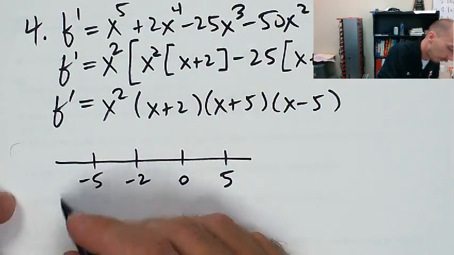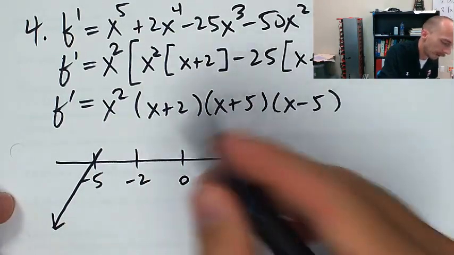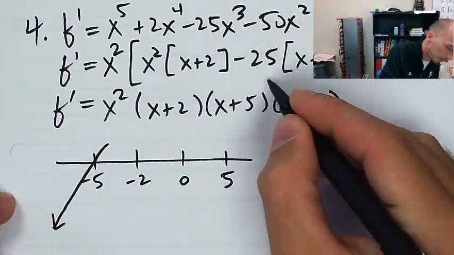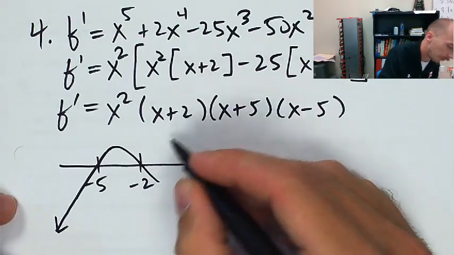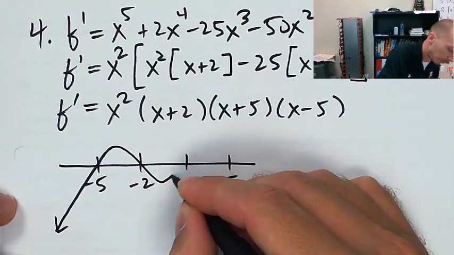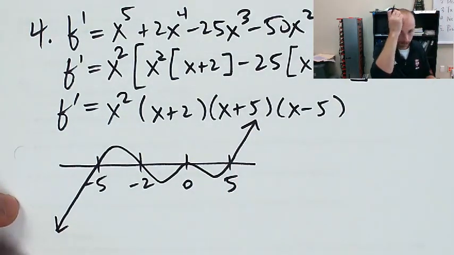So I'm going to start from below. I'm going to pass through confidently at negative 5, because there's only one power here. Confidently at negative 2, only one power here. It's going to bounce at 0 because of the even multiplicity. And then it's going to pass through confidently at 5.